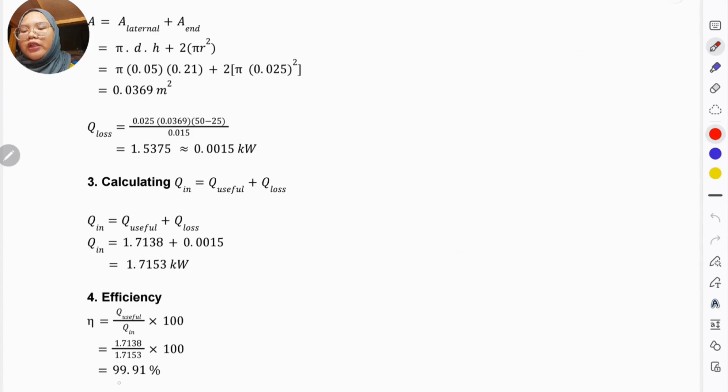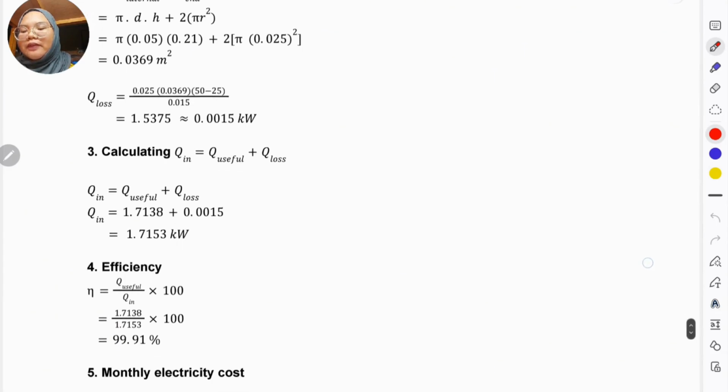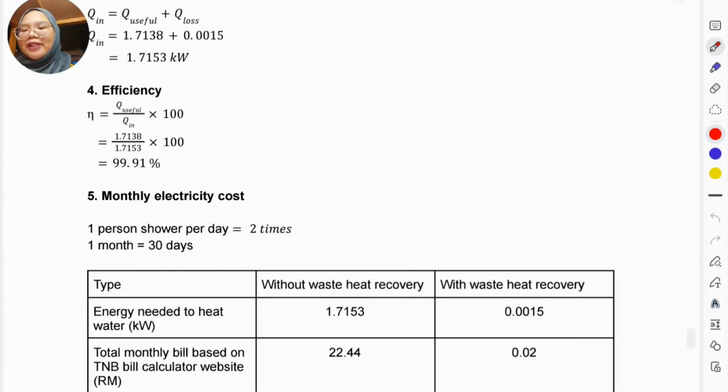we get 99.91%. For the monthly electricity cost, we assume one person showers 2 times per day. So we multiply by 30 days, it is 60. Then multiply by the energy needed to heat water. So the total monthly bill without waste heat recovery, based on the TNB bill calculator website, is 22 ringgit 44 cent. And with waste heat recovery, it is just 2 cent.